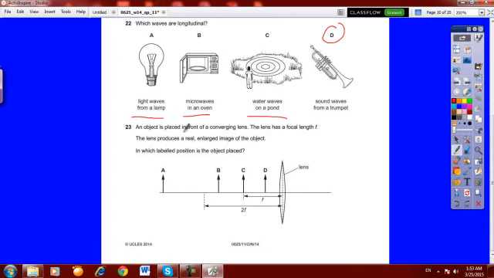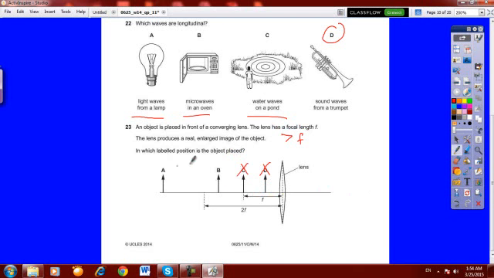23. An object is placed in front of a converging lens. The lens has a focal length f. The lens produces a real enlarged image of the object. In which labeled position is the object placed? If the image is real, it will be at a distance greater than f, because less than f it will be virtual, so it's not D. And also it's not C, because at f the image will be found at infinity.